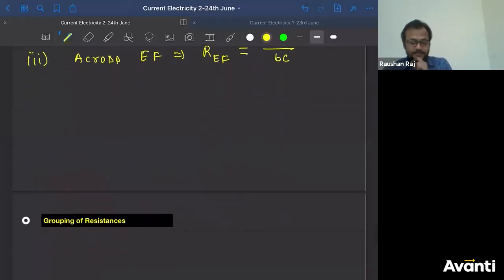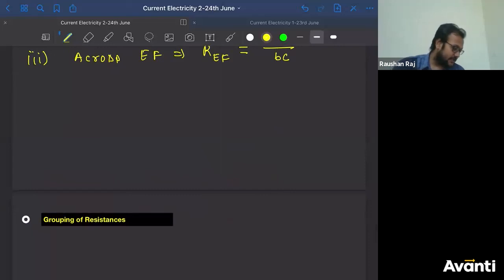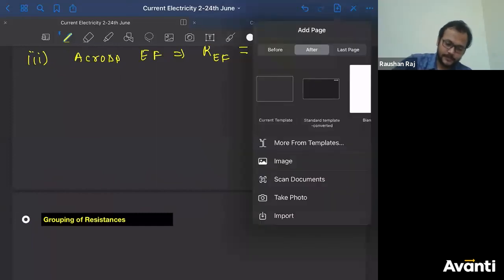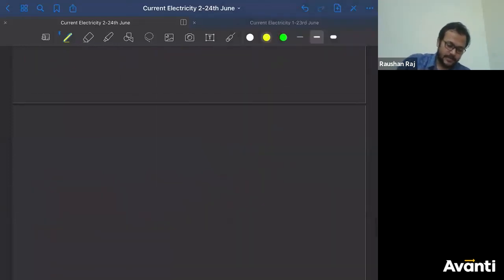Now next topic is grouping of resistances, but it's 6:42. I can't start that topic. ठीक है, तो कुछ और questions करता हूं. Let me ask you this question. बहुत आसान है.